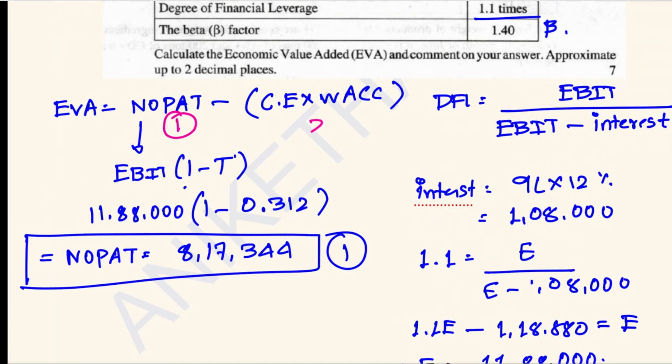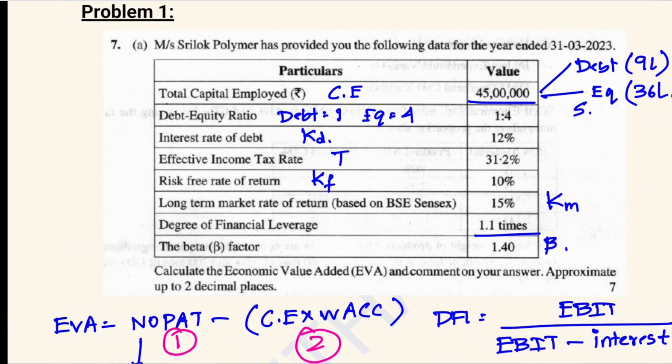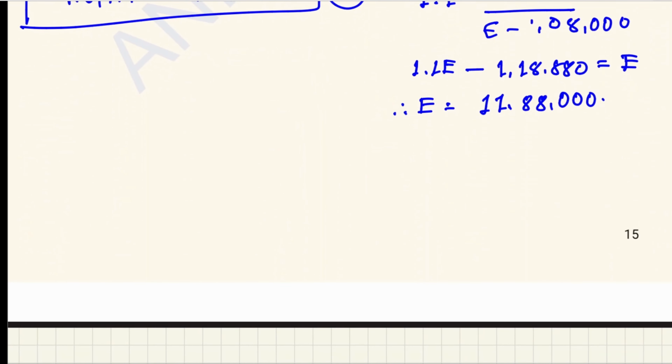Next we have to calculate the second part of your EVA equation. This is called as cost of capital employed. 2 is cost of capital employed. So what is the capital employed? For capital employed, the information is directly given. Sometimes it will be given, sometimes you will have to calculate. So 45 lakh is the cost. So second part, capital employed is 45 lakh.